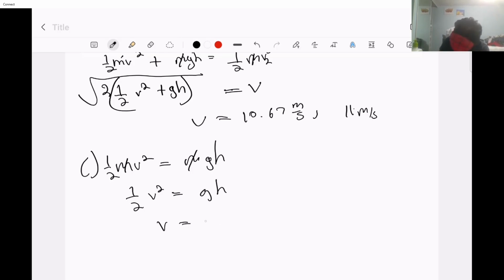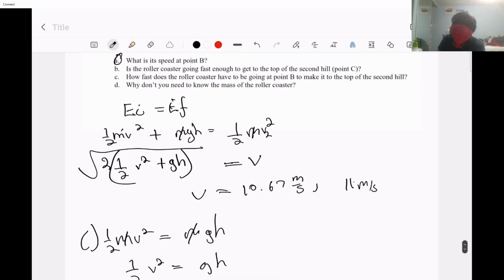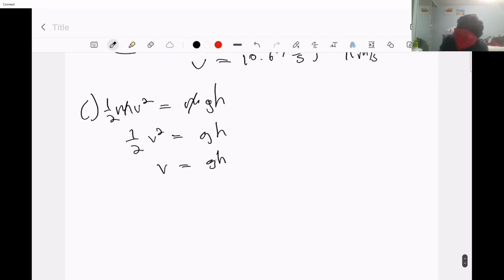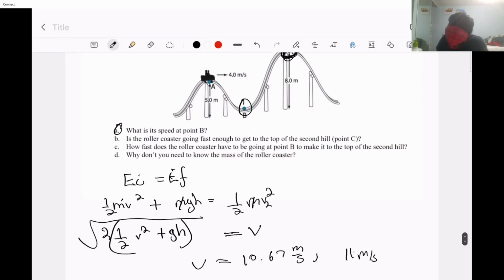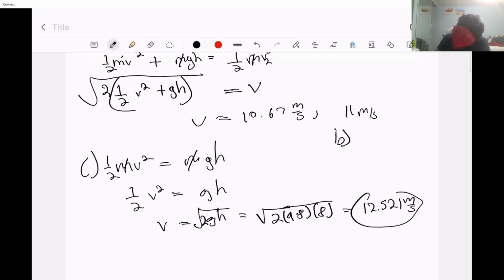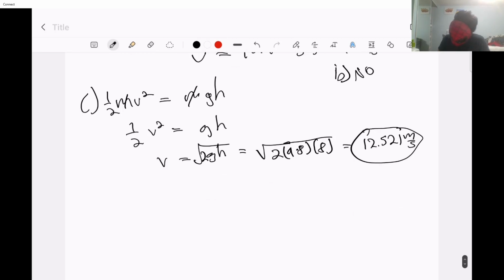So if the velocity is less than what's required, then the answer is no. It's not fast enough to get to point C. If the velocity is 10.67 meters per second, it's not enough. But okay, let's solve for velocity. So v equals the square root of 2gh. The height in this scenario is 8 meters. So 2 times 9.8 times 8, root, gives 12.521 meters per second. So no, for part B, the answer is no. And for part C, it is required 12.521 meters per second.